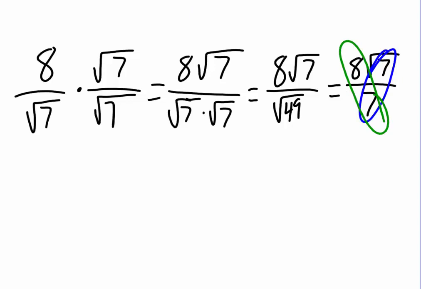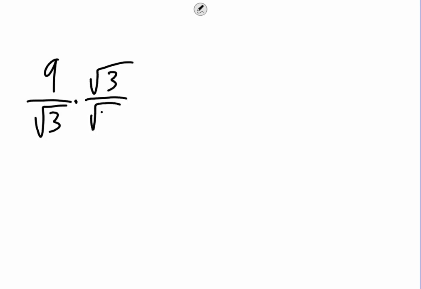I'll give you an example of that one. So let's go with 9, just 9 over square root 3. Now we cannot reduce this right now. Those are not the same thing. But I'm going to multiply top and bottom by square root 3. So it's equal to 9 square root 3.